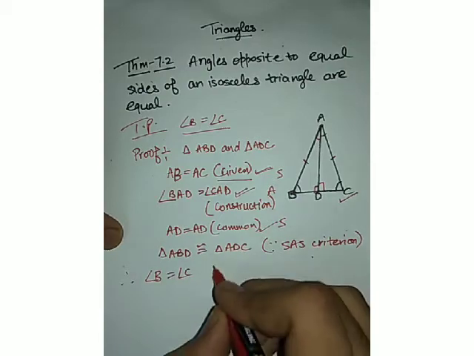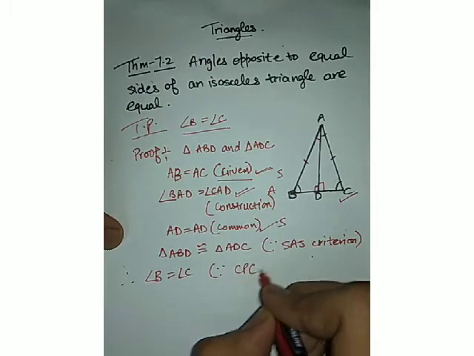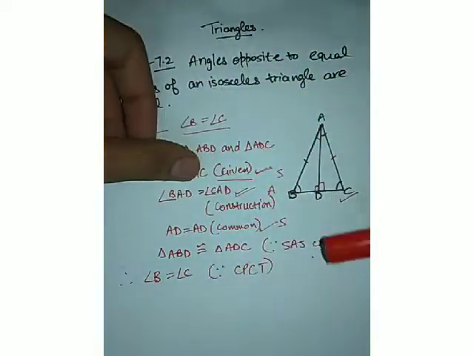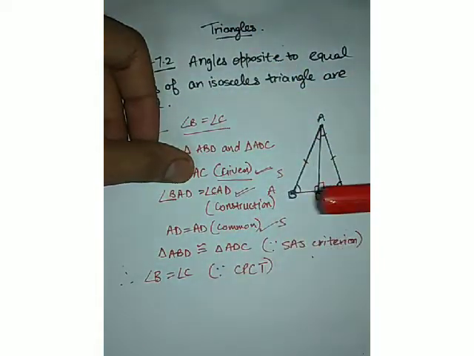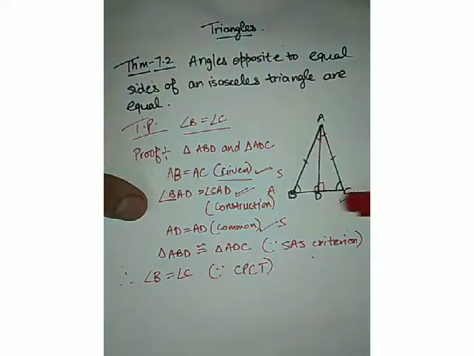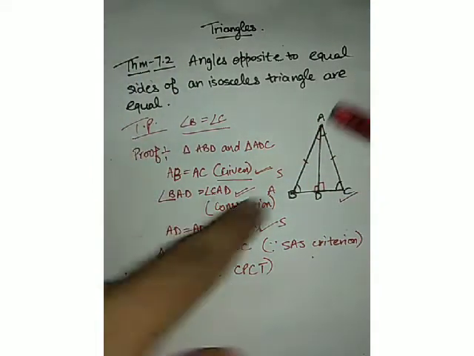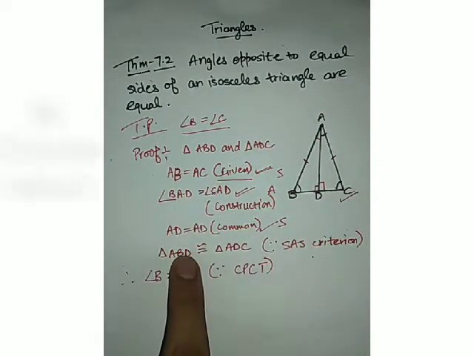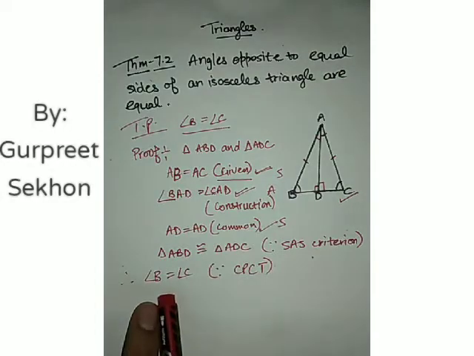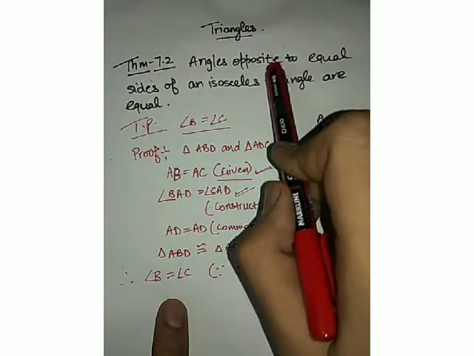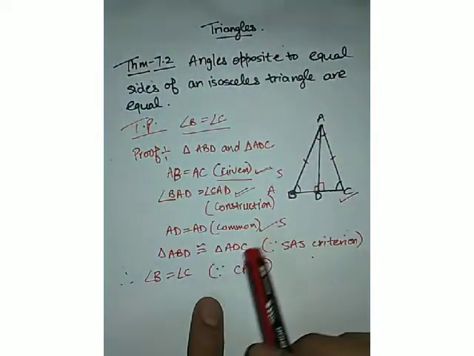Now these two triangles are congruent to each other, so you can literally write therefore angle B is equal to angle C. Why? Because of CPCT. It means corresponding parts of congruent triangles, because these two triangles are coming out to be congruent to each other. So all of the corresponding sides and corresponding angles will be equal to each other. So that's why we have written angle B is equal to angle C. So yeah, in this way this theorem can be proved very easily.